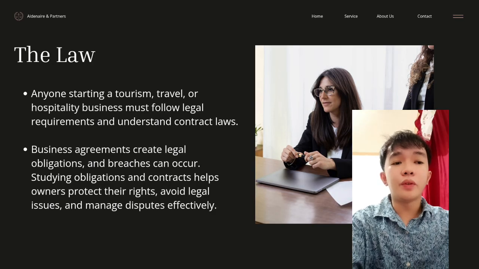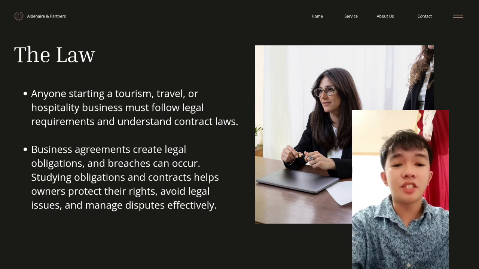Anyone starting a tourism, travel, or hospitality business must follow legal requirements and understand contract laws. Business agreements create legal obligations and breaches can occur. Studying obligations and contracts helps owners protect their rights, avoid legal issues, and manage disputes.